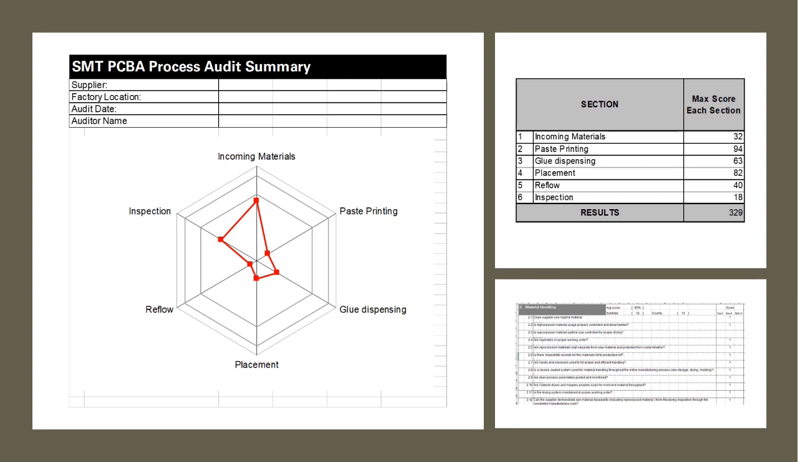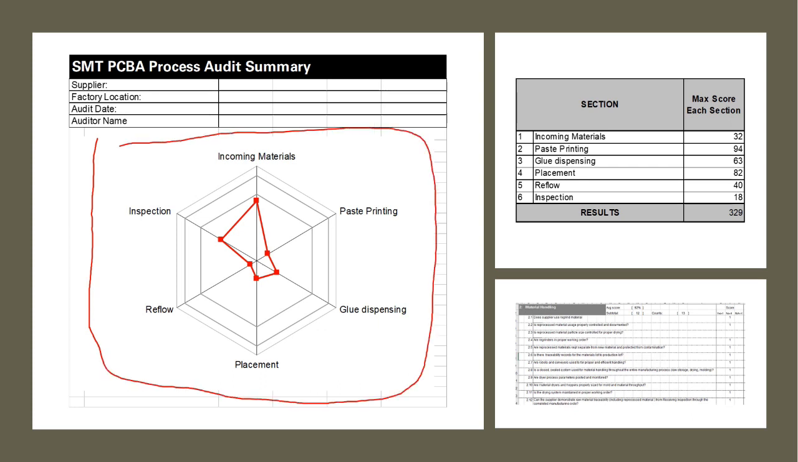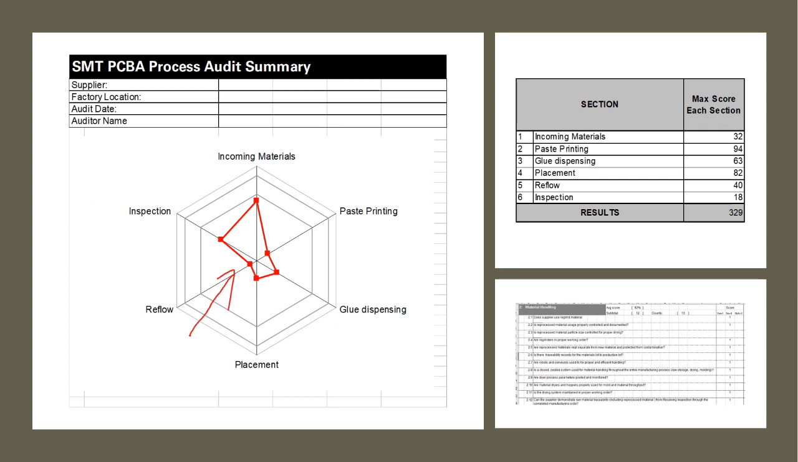I shall walk you through all the questions in the checklist in this course, and there also is a summary page in the quality process audit checklist which has a radar chart, and it will auto calculate all the scoring of each section. From the radar chart you will know which process is the weakest and needs improvement, and which is the best process. The focus should be on the weakest process for improvement.